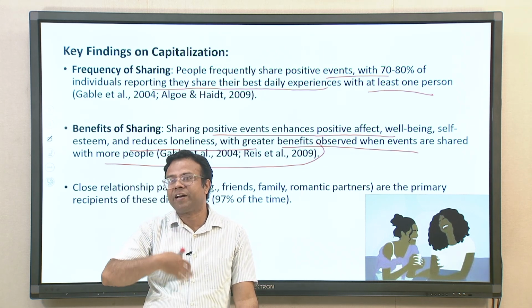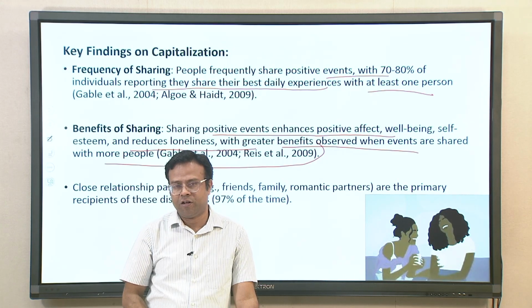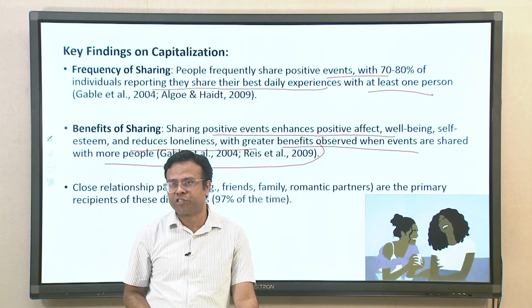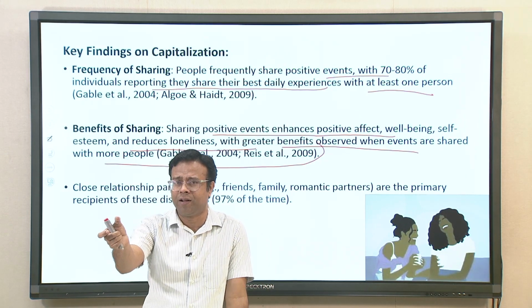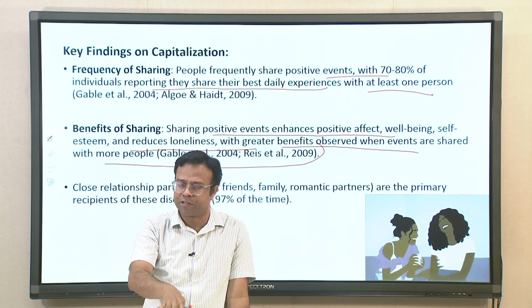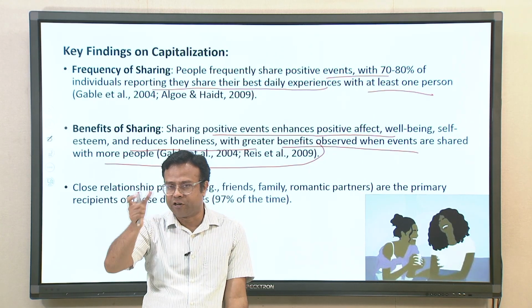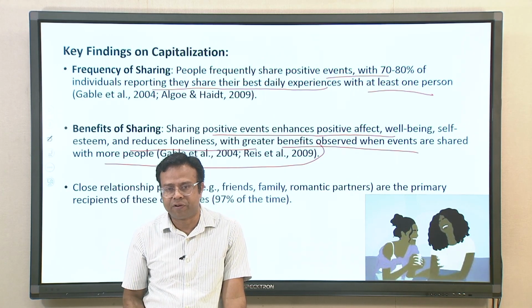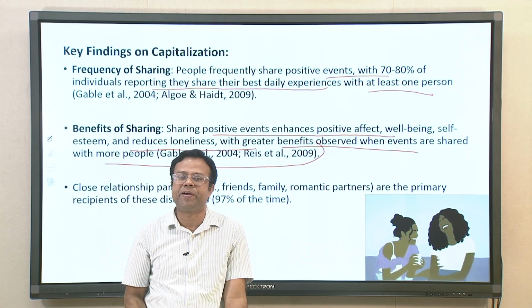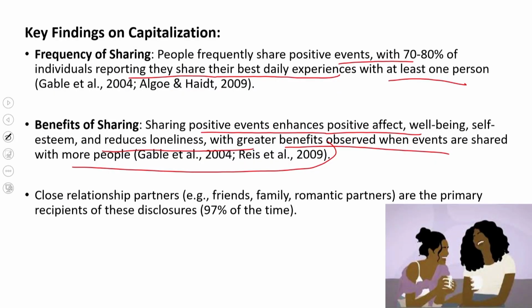People generally say when we share our positive things, the positive aspects also multiply. On the other hand, when we share negative things, the negative emotion reduces. So, sharing has a lot of positive impact. When we face some negative things in our life and share them with other people, the negative things decrease because of the sharing, but positive things increase when we share them with other people. Close relationship partners like friends, family, romantic partners are the primary recipients of this disclosure. 97% of the time we share our positive things with friends, family, partners and so on.